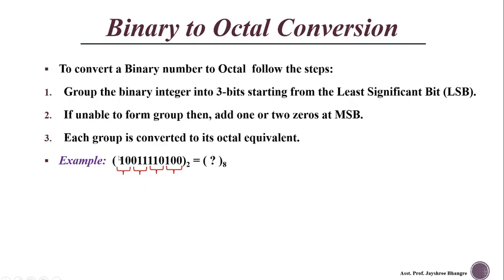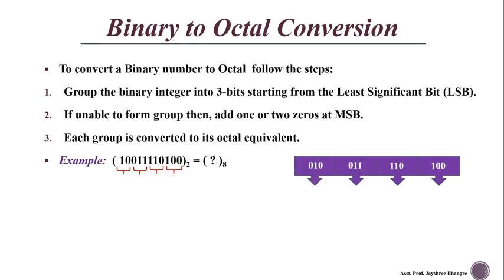At the fourth group we see that only 2 bits are available. So to complete the group of 3 bits, we have to add a 0 at the left hand side, or at the MSB position. So we are going to add 1 more 0 at the MSB side. So this is the first group, that is 1 0 0. The second group 1 1 0. Third group 0 1 1. And this is the fourth group. We have added 0 over here at the MSB side, that is 0 1 0.